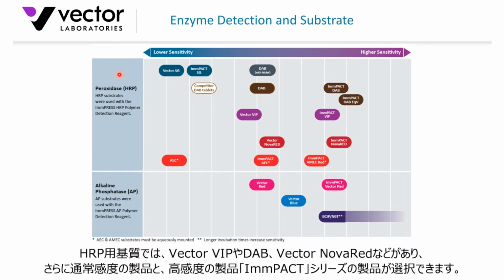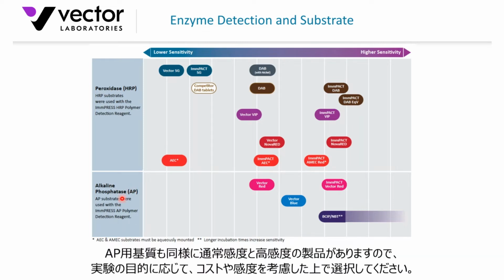Peroxidase-based substrates are indicated here, a couple of different choices. For example, we've got the regular VIP and then the more sensitive Impact. Same thing with DAB, the Nova Red, etc. Then the alkaline phosphatase substrates as well. It gives you an idea about more economical versions and the higher sensitivity substrates, depending on, again, the needs at your end.